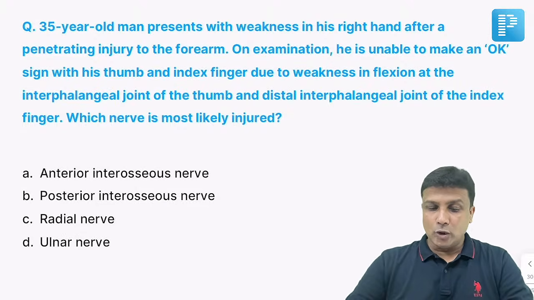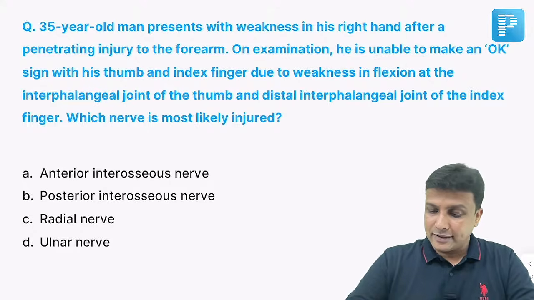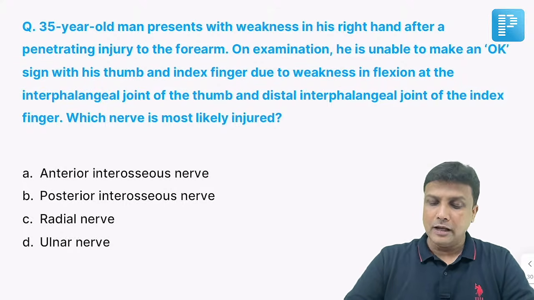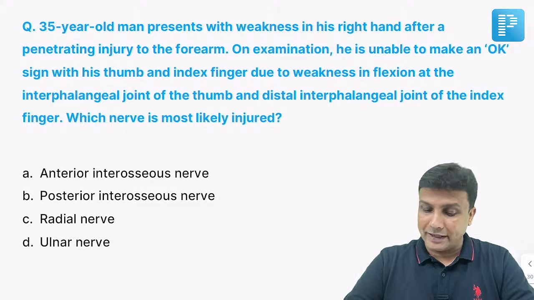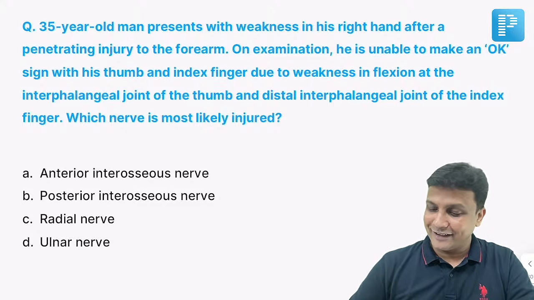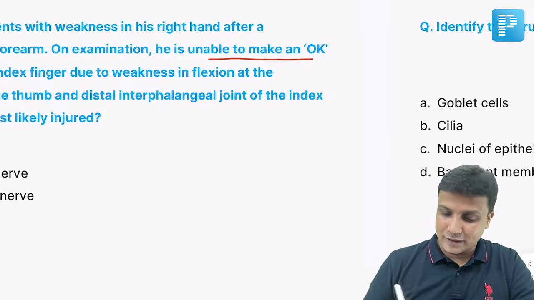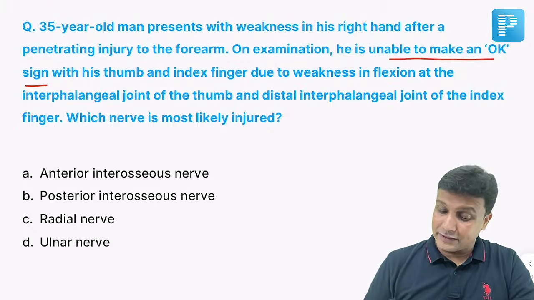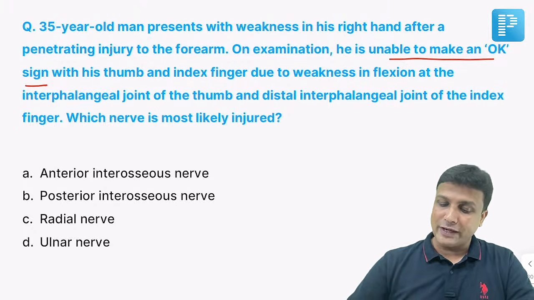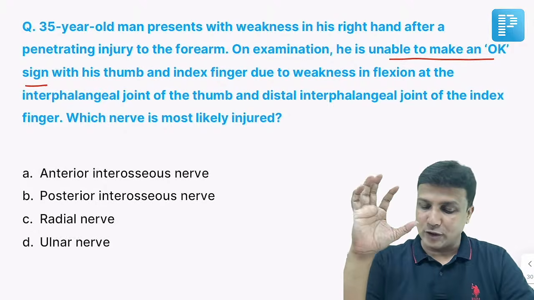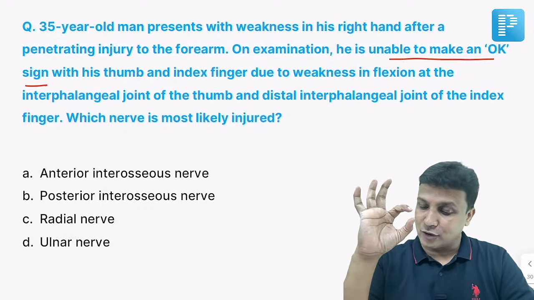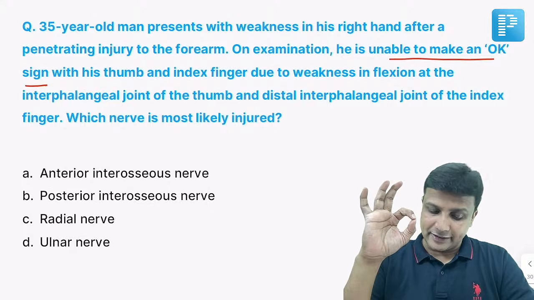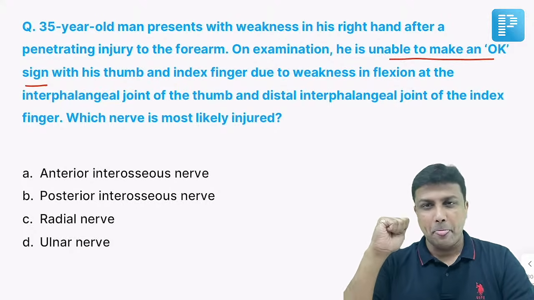A 35-year-old man presents with weakness in his right hand after penetrating injury to the forearm. On examination, he is unable to make an OK sign with his thumb and index finger, due to weakness in flexion at the interphalangeal joint of the thumb and distal interphalangeal joint of the index finger. So he is not able to make the OK sign here, sir. Which nerve is most likely injured?